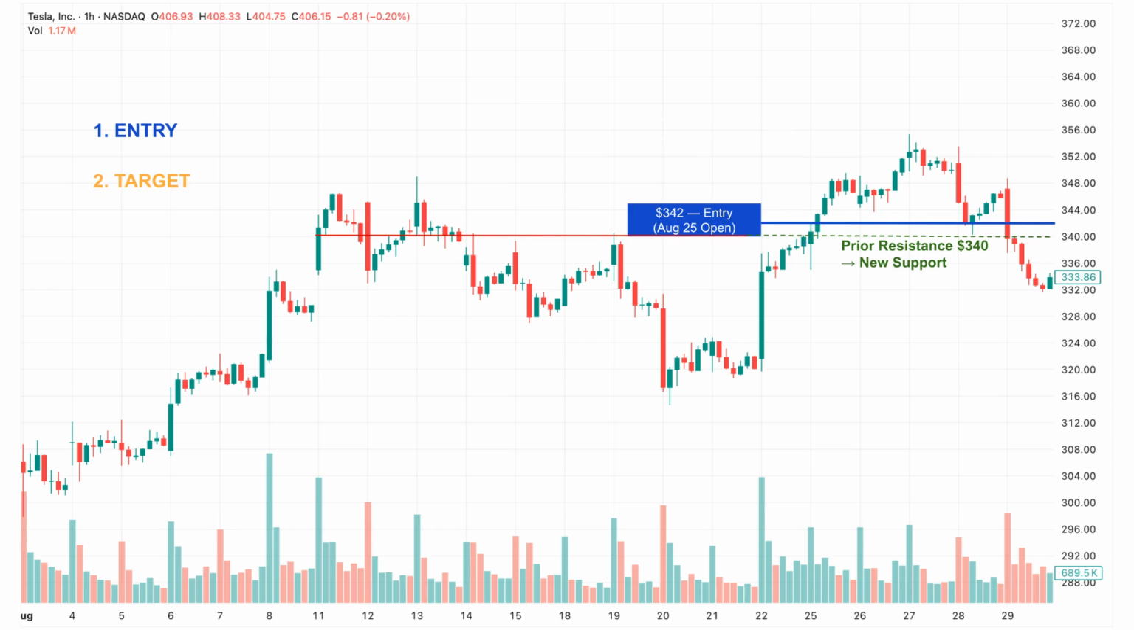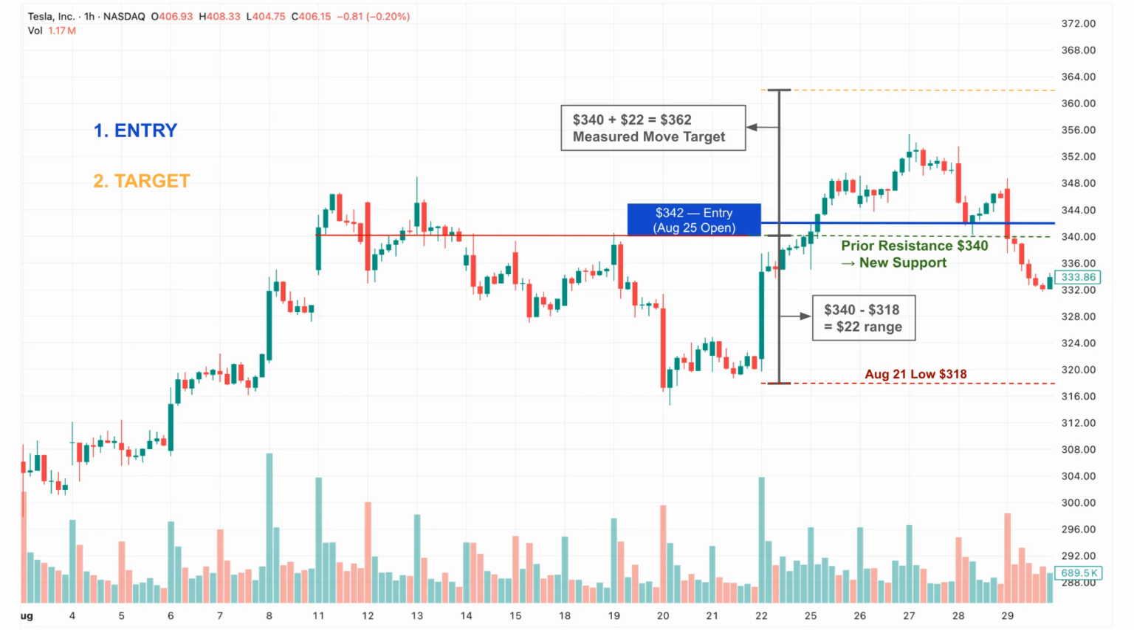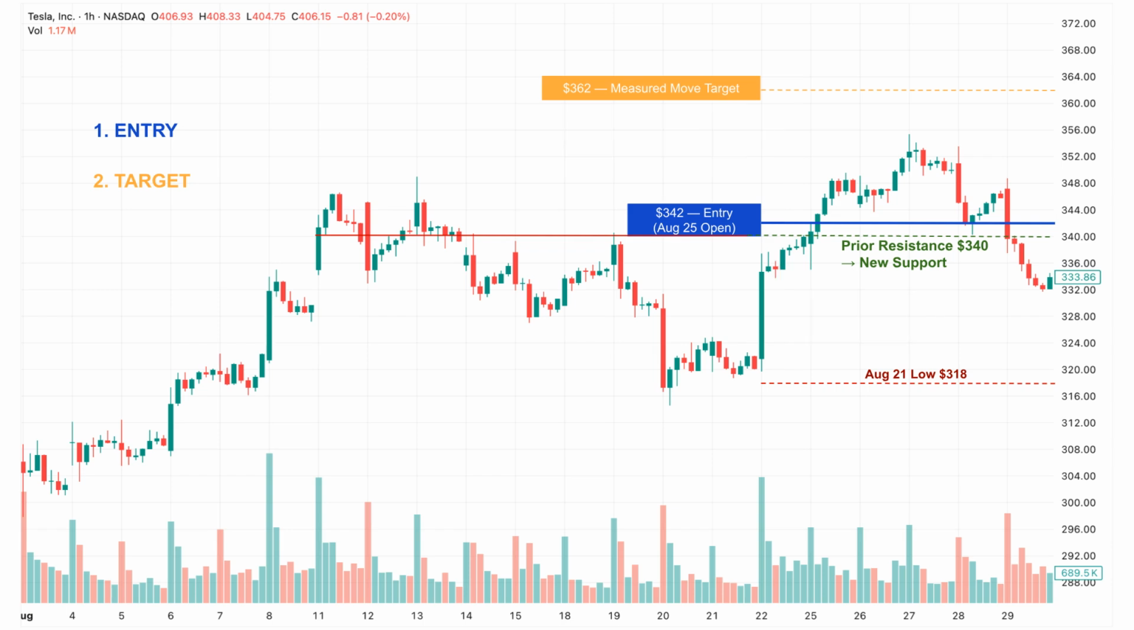Price target. We apply the measured move from our previous concept video. The consolidation height, from the August 21st structural low of $318 to the resistance ceiling at $340, the range is $22. Added to the $340 breakout level, the measured move target is $362. However, we must be honest, price reached a peak of only $353 on August 27th, the move never achieved the full measured move. We set T1 at $350, a round level reached during the August 25th to 26th advance, and note that the full target of $362 was not achieved.